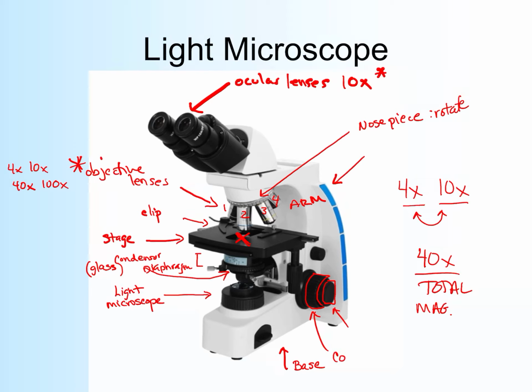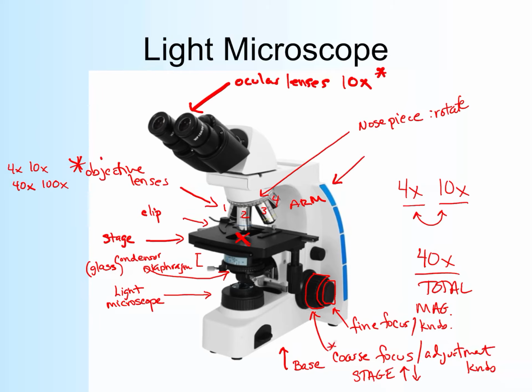The larger one is called the coarse focus or coarse adjustment knob. And then the smaller one is called the fine adjustment, fine focus knob. And these are going to move the stage up and down. And that closeness to the objective lenses is what's going to change the focus for you. So again, we'll be doing some virtual exercises with this.